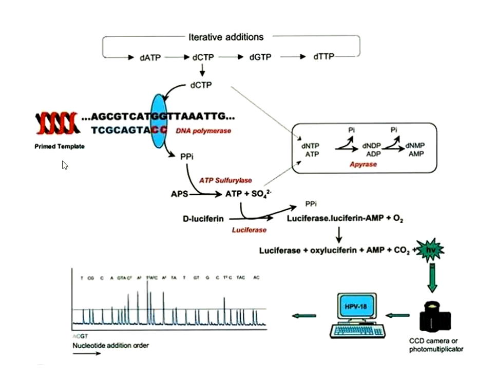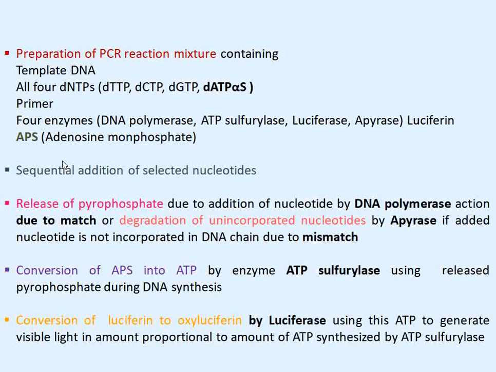Okay, so DNA sequencing by pyrosequencing overall involves steps like, first, preparation of the PCR reaction mixture, which contains template DNA, 4 dNTPs, one of these being deoxyadenosine alpha thiosulfate, primer sequence, the 4 enzymes in the sequencing reaction, DNA polymerase, ATP sulfurylase, luciferase, apyrase, and the compounds luciferin and adenosine phosphosulfate. Okay, then it involves the sequential addition of selected nucleotide, and the reaction of 4 different enzymes, that is the release of pyrophosphate if the nucleotide gets added due to the action of DNA polymerase.